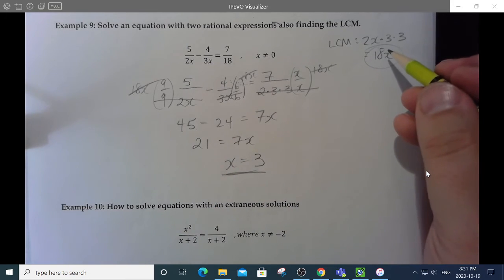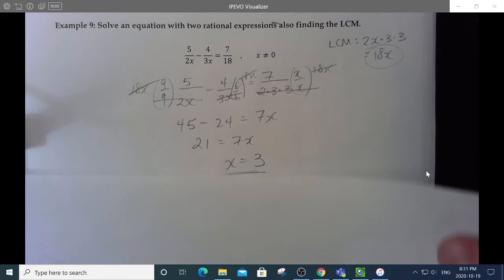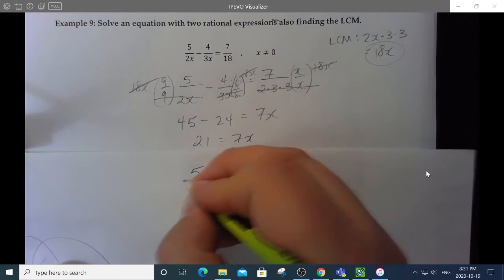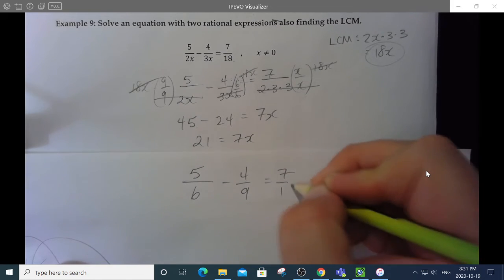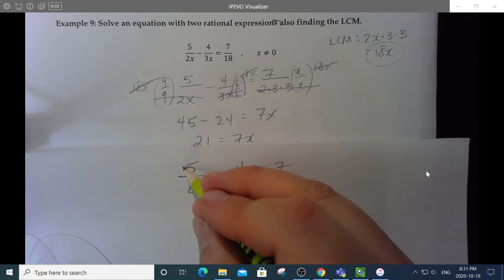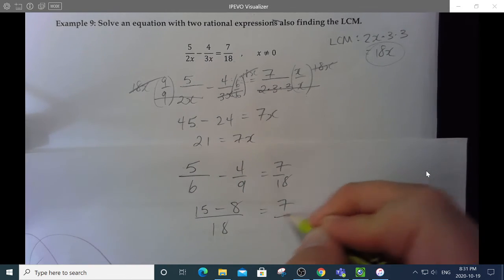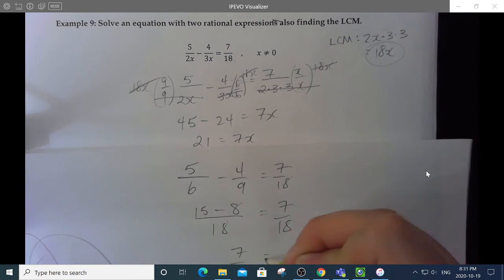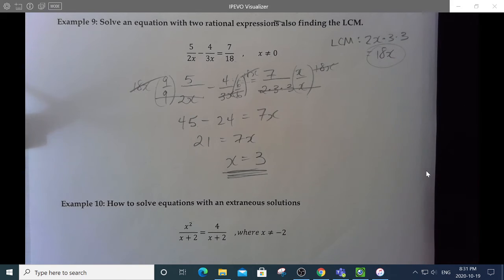And you could do a check. Does, again, that work? Does x really equal 3? I don't know. Let's see. 5 over 6 minus 4 over 9 has to equal 7 18ths. And let's see, common denominator is 18. I have to times top here by 3, and top there by 2, and yep, 15 minus 8 is 7. Yay, it's true. That is the right answer.